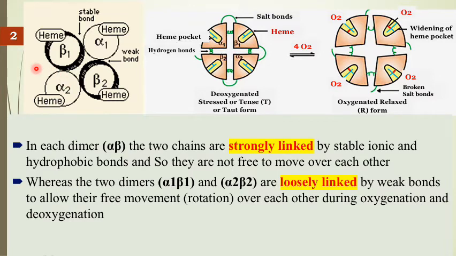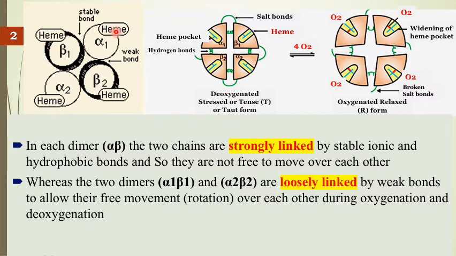Hemoglobin is formed of 2 dimers. This is the first dimer. A dimer means 2 subunits linked together by strong, stable bonds. Why is it stable? Because there is a large number of bonds between the alpha chain and the beta chain: covalent bonds, hydrogen bonds, and ionic bonds. So alpha 1 and beta 1 are very strongly linked. They cannot move over each other. There is no free movement between the alpha chain and the beta chain. This is the first dimer.